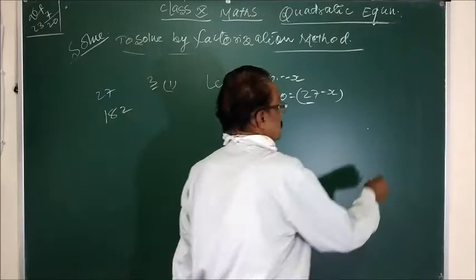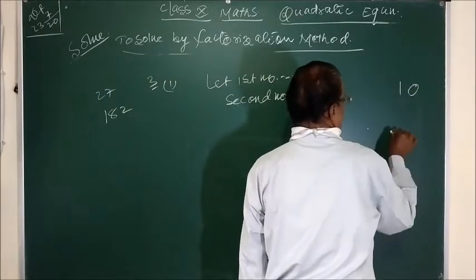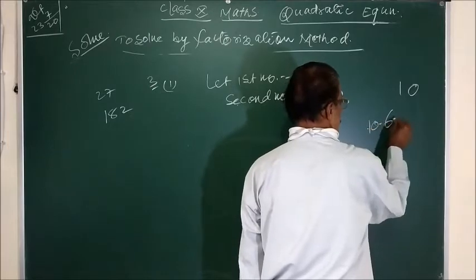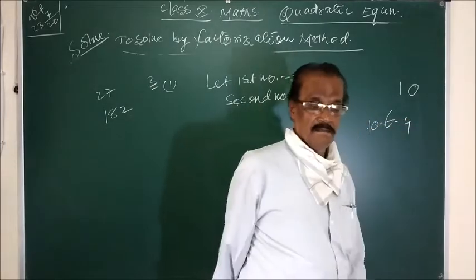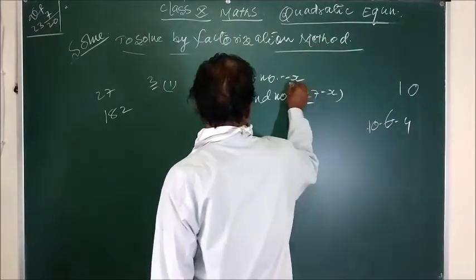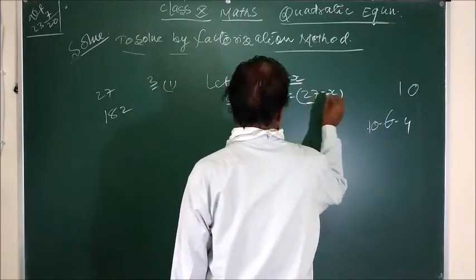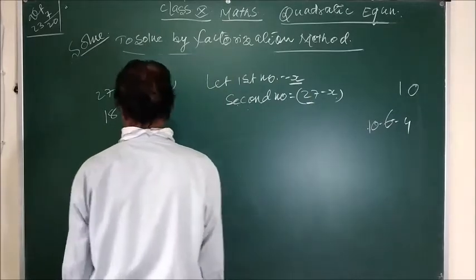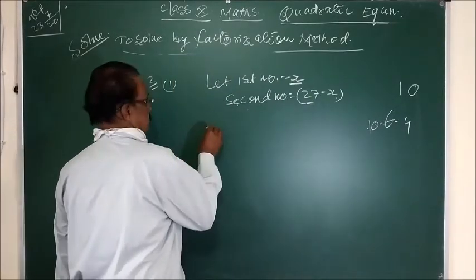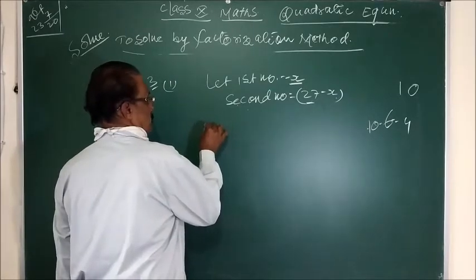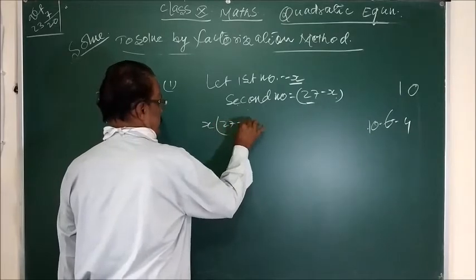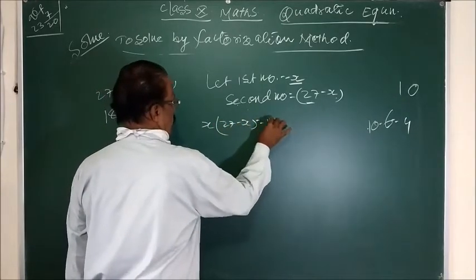Very simple. The sum of two numbers is 10. One number is 6. What is the second number? Second number will be 10 minus 6 is equal to 4. So, first number x and second number 27 minus x. Now you see the product of these two is 182. According to the question, what will be the equation? First number into second number is equal to 182.